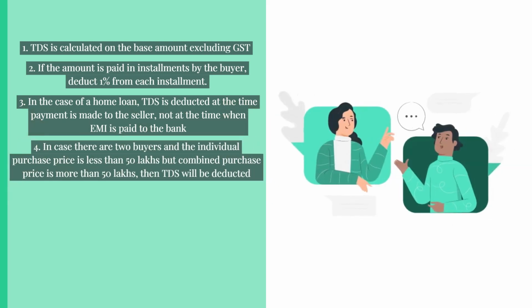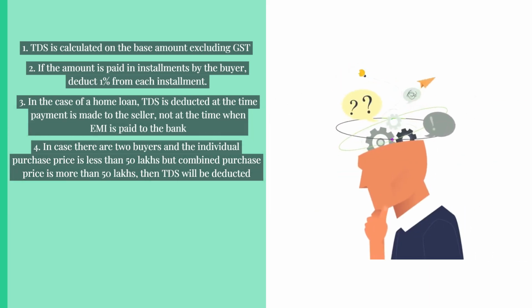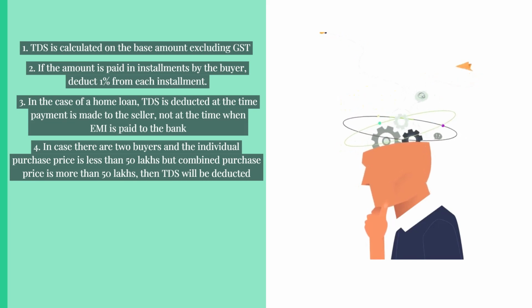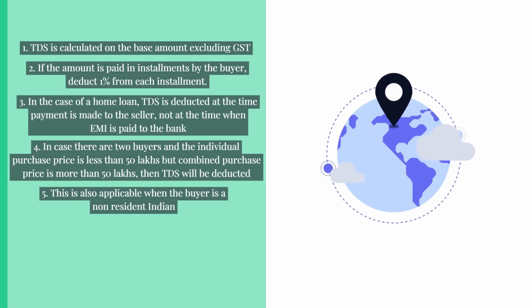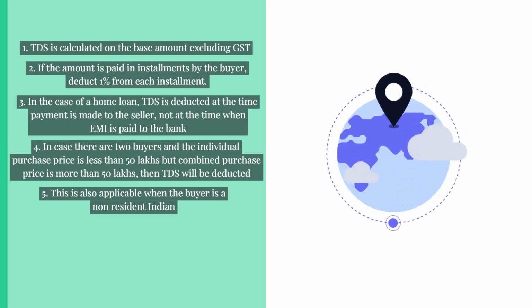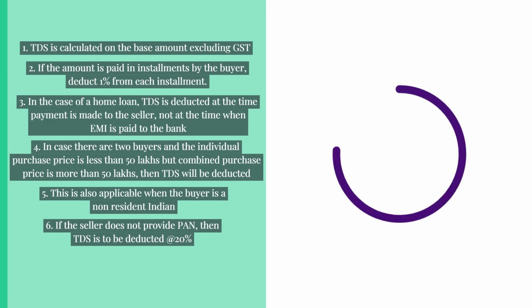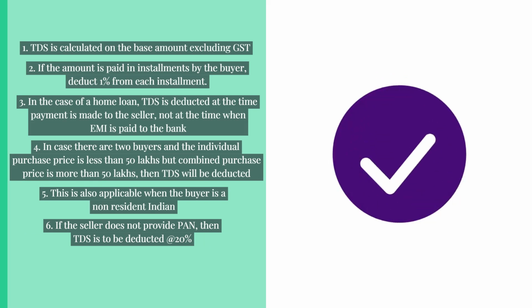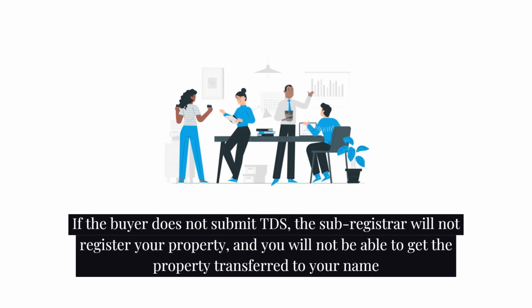Fourth, in case there are two buyers and the individual purchase price is less than 50 lakhs but the combined purchase price is more than 50 lakhs, then TDS will be deducted. Next, this is also applicable when the buyer is a non-resident Indian. And the last one is, if the seller does not provide PAN, then TDS is to be deducted at the rate of 20%.